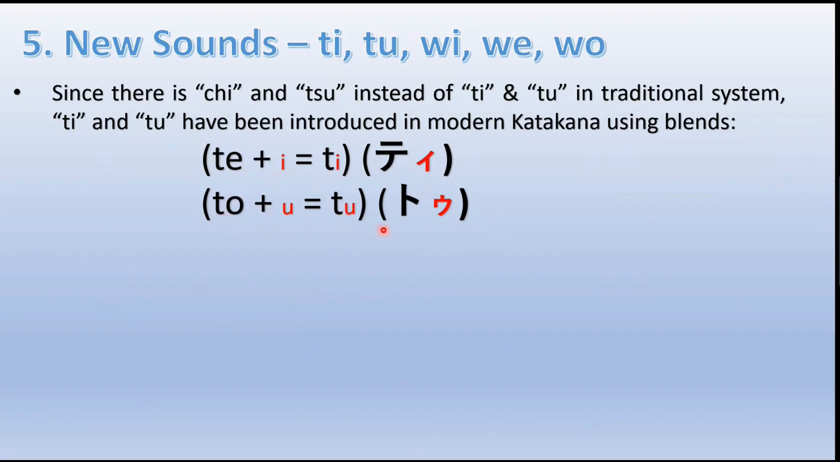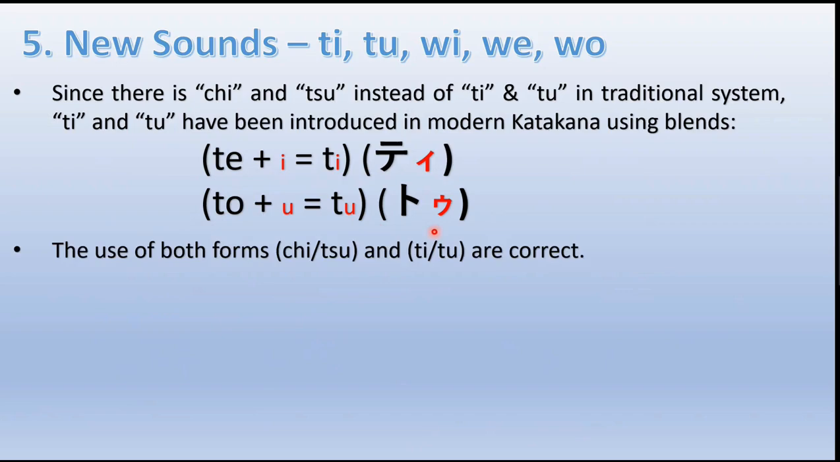Unlike the previous slide, where we have seen that for each of these fa, fi, fe, fo, we use the fu sound blending with the vowel sounds, here ti is formed by te and tu is formed by to. Te plus i is ti and to plus u is tu. The use of both forms, chi, tsu and ti, tu, are correct.